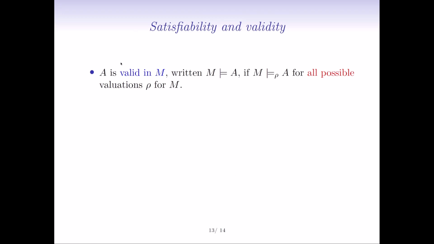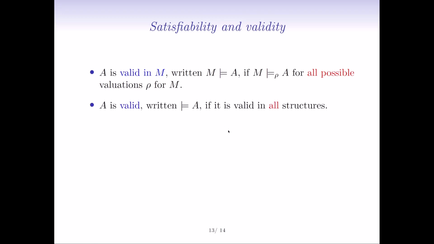So the formula A is said to be valid in the first order structure M, which I write as just M models A. Again, look, there's no valuation in the subscript here, and that's because it means that M and rho satisfy A for all possible valuations. So this means, supposing that I've chosen the meaning of the functions and the predicates, then no matter how I interpret the variables, the formula always comes out as being true.